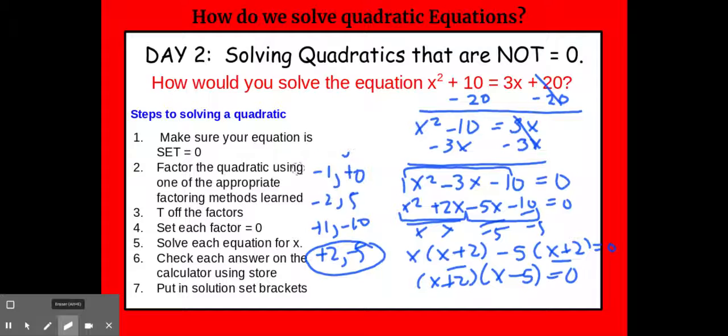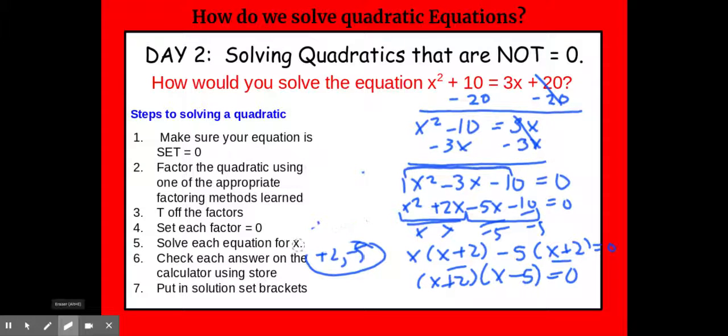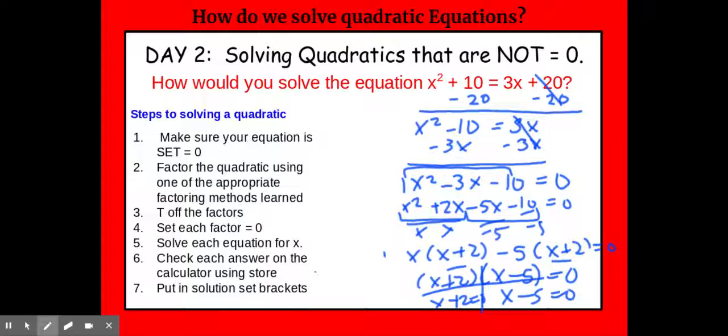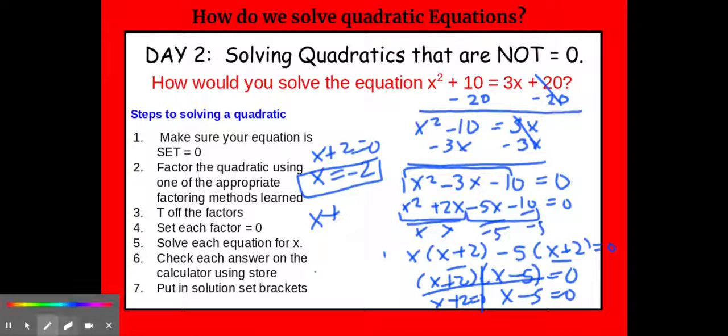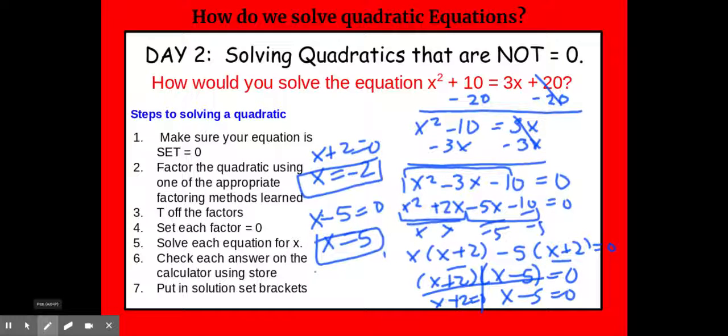Now I'm going to start doing the work on this side over here. I'm going to bring up my factors and set those each equal to 0. Tee it off. You have x plus 2 equals 0 and x minus 5 equals 0. If x plus 2 equals 0, I know my answer has to be negative 2, because solutions are always opposite your factors. Then I have x minus 5 equals 0. Therefore, I know x has to equal positive 5. So those are my two solutions, negative 2 and positive 5.